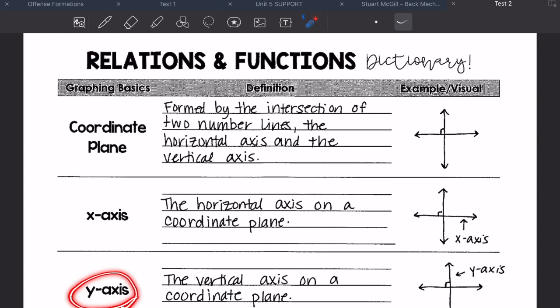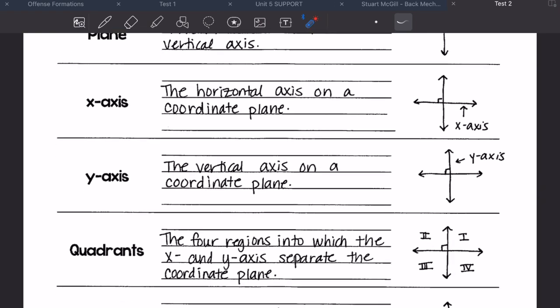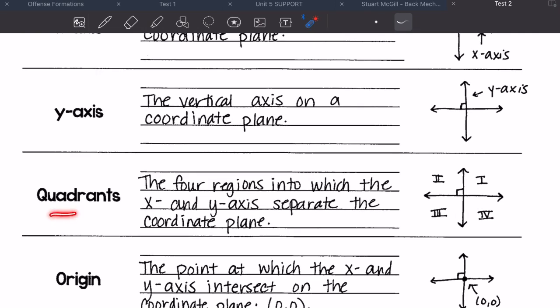The y-axis is just the vertical axis. That's the one going straight up and down. And again, 0 is in the middle. The positive numbers go up, negative numbers go down. So that creates our coordinate plane for which we can graph different things. In that coordinate plane, we have quadrants, which are 4 regions in which the x and y axis separate the coordinate plane. We always start with the first region in the top right because that's positive in the x direction and positive in the y direction.